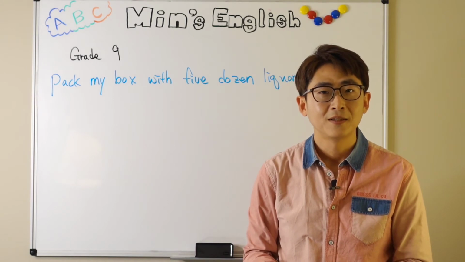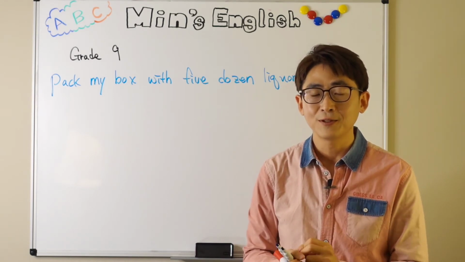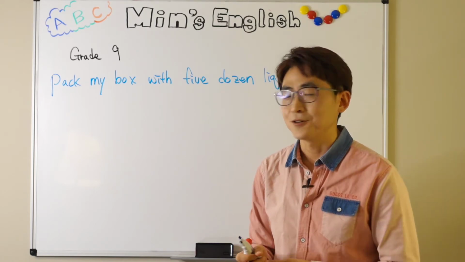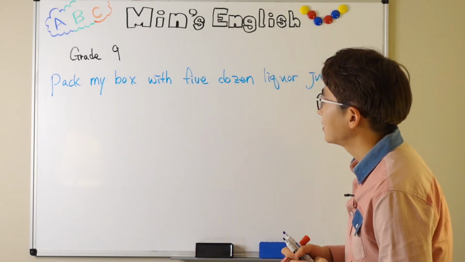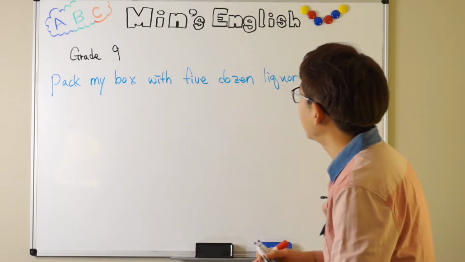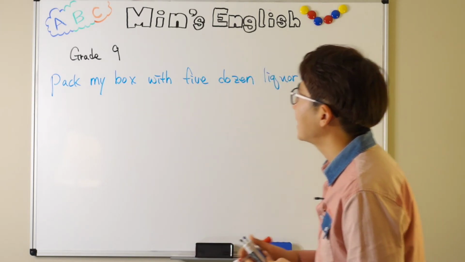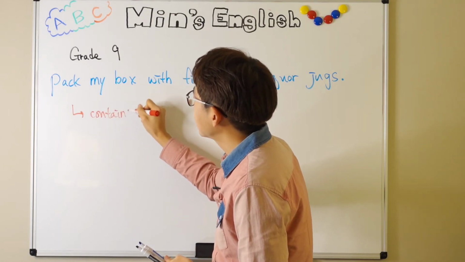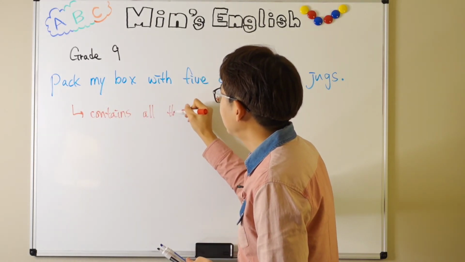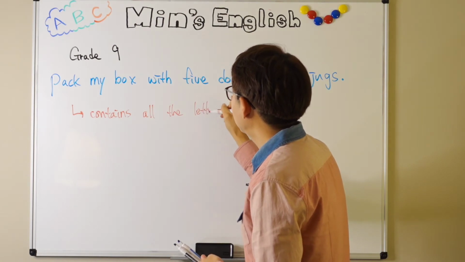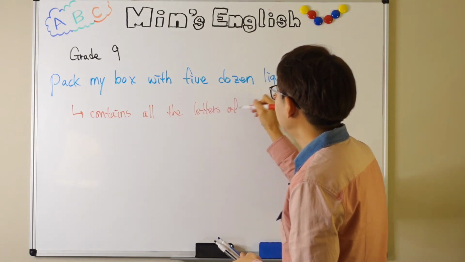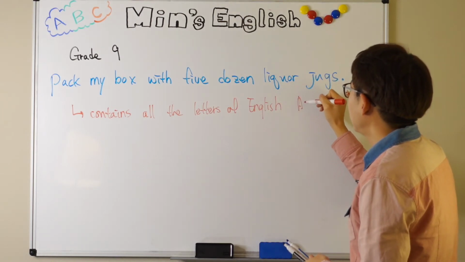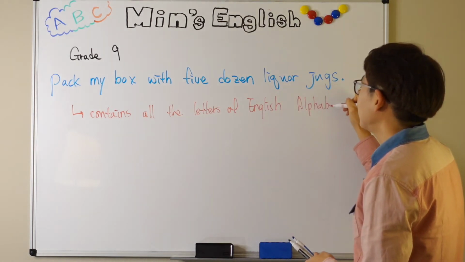Alright, time is up. Did you find what you're looking for? If not, that's okay. I'll show you what. Here, pack my box with 5 dozen liquor jugs. It contains all the letters of the English alphabet.